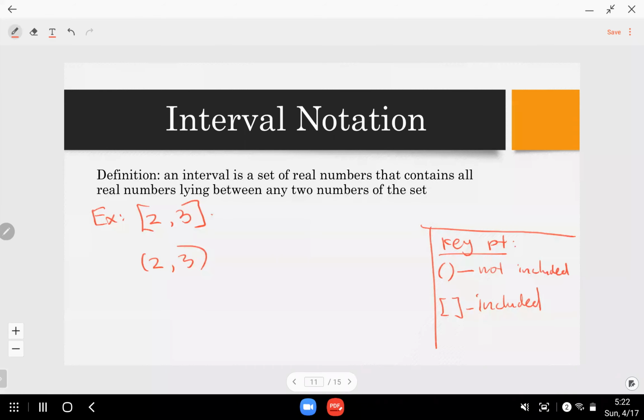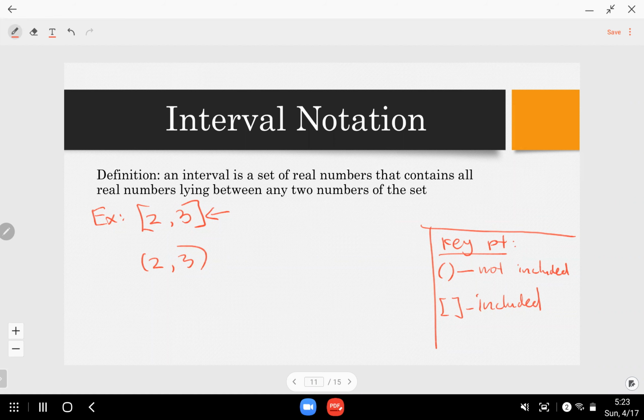But in this one, with the square brackets, it's all the way from 2, including 2, to 3, including 3. So the endpoints are included. It's just like less than or equal to 5. It can be equal to 5. Or just less than 5, it's strictly less than 5, 5 cannot be included. So this is the same concept. This is how we do the interval notation.